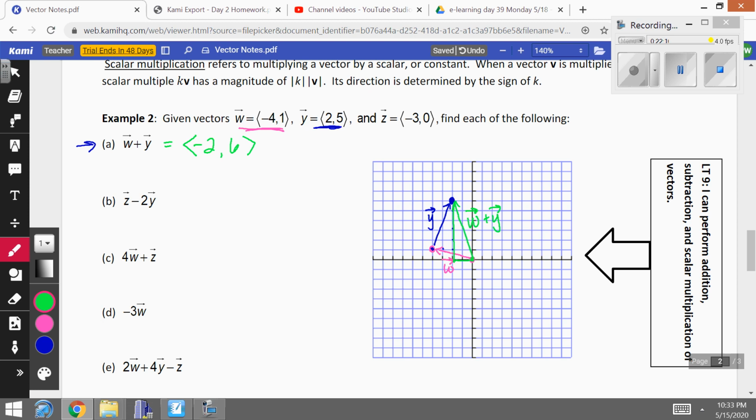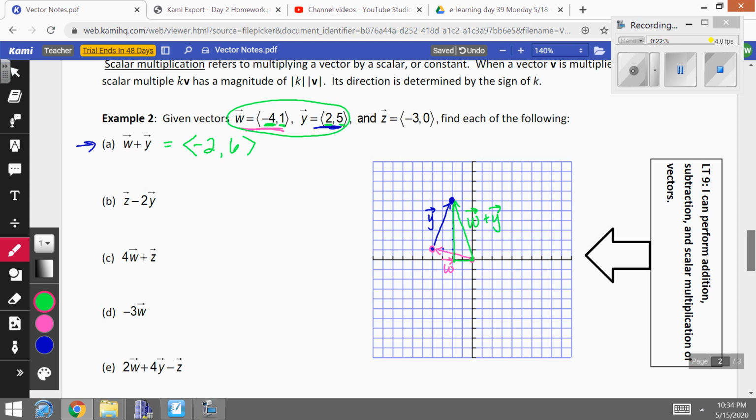Now, stop and think about that for a minute. We drew a picture. Do you have to draw a picture? Take a look at W and Y here. Kind of notice something. If you look at the horizontals, -4 and 2, -4 plus 2 is just -2. If I look at the vertical, 1 and 5, oh my goodness, that's just 6. It's really just that easy. So do you really have to draw a picture every time? No, you don't have to.